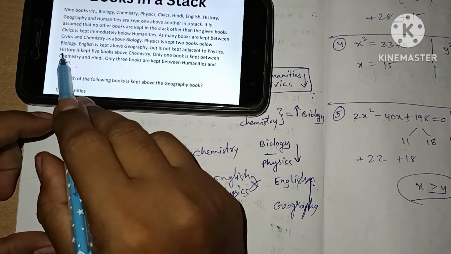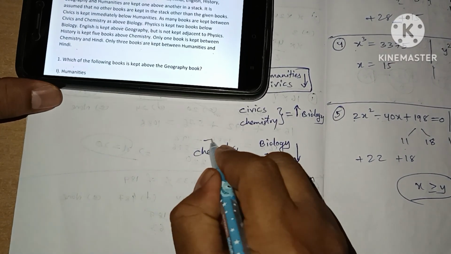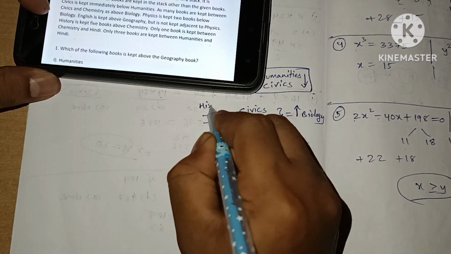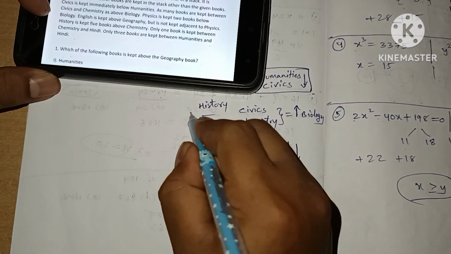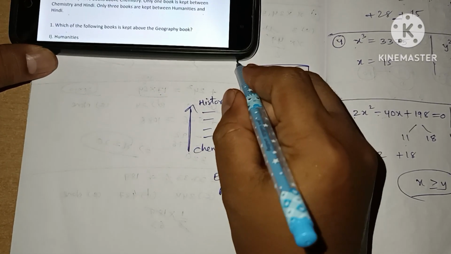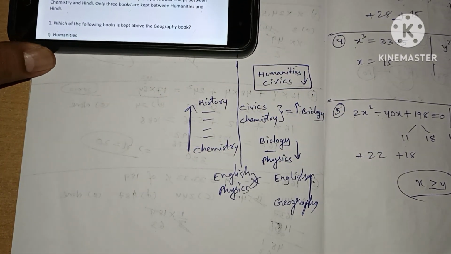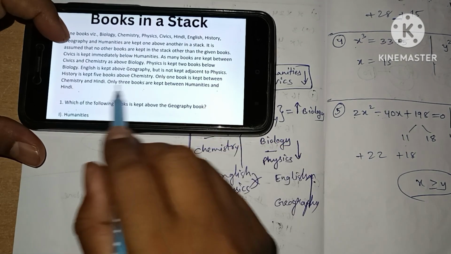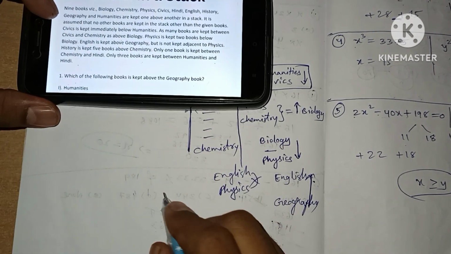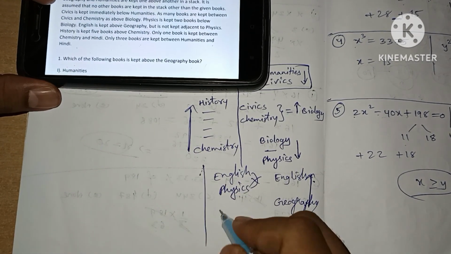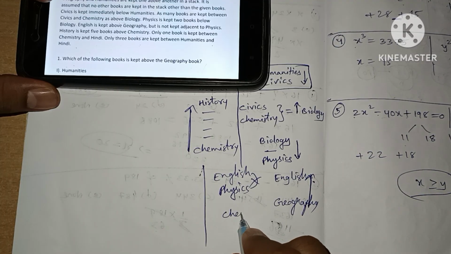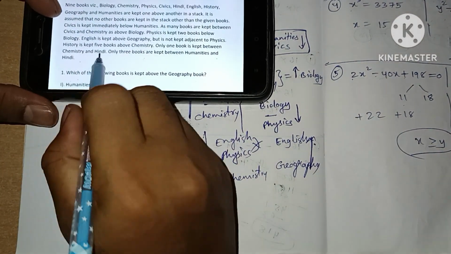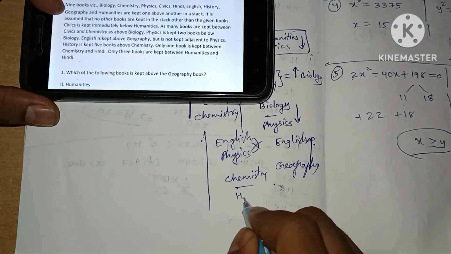Five books above is history, means 1, 2, 3, 4, and the fifth one is history. So this is one statement. Next, only one book is kept between chemistry and history. One book between chemistry and Hindi. Only one book between chemistry and Hindi.